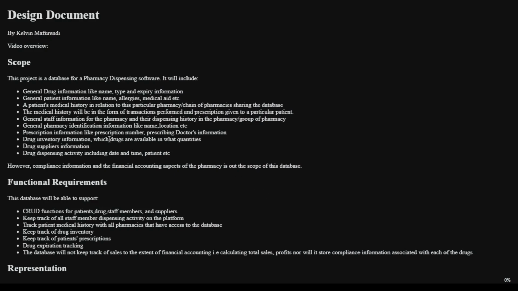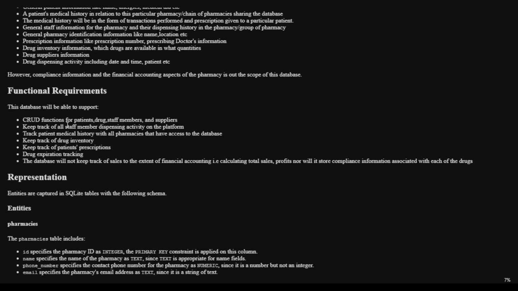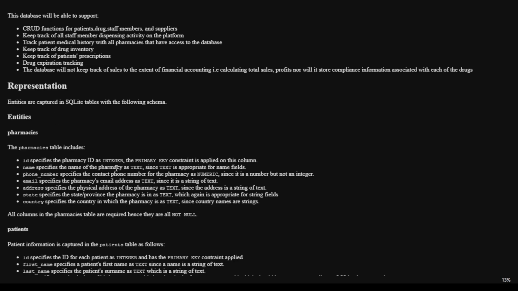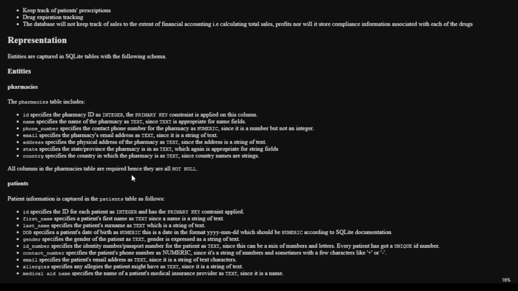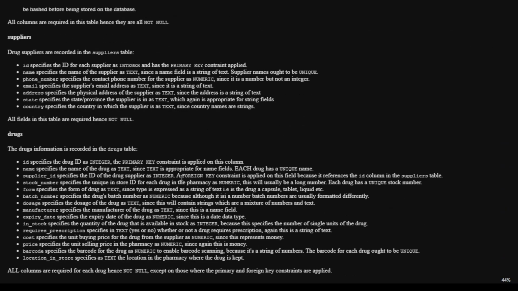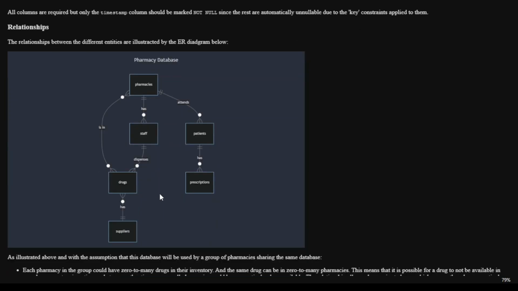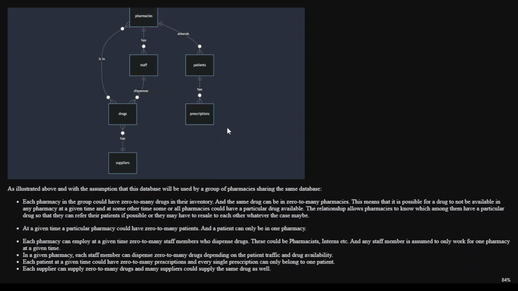Now, the scope of my project includes patient's medical history, drug information, prescriptions, drug inventory, among many other things. Users should be able to perform these functions on the database, among others, of course. Here are the entities included in my schema and how they are designed. Now, all these entities relate to each other through this entity relationship diagram.